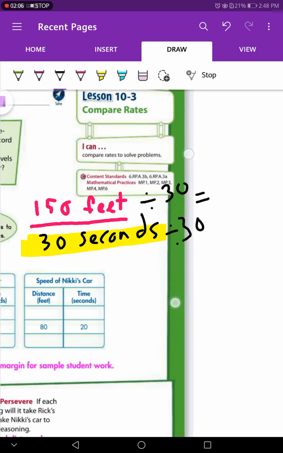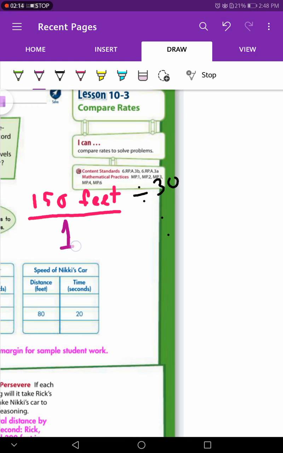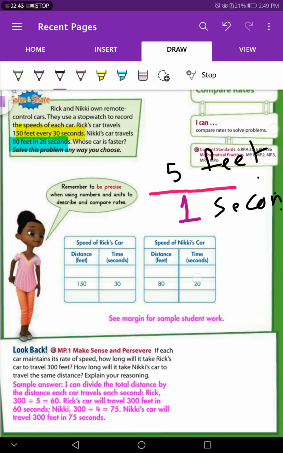Then what do I get? Down, it is clear to get 1. And up, we cancel the 0 with the 0. 15 divided by 3 equals 5. And it is 5. So 5 feet in 1 second. This, the first one, I'm done.